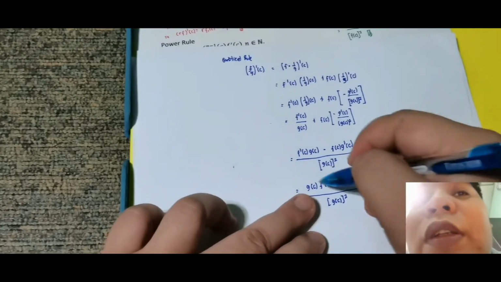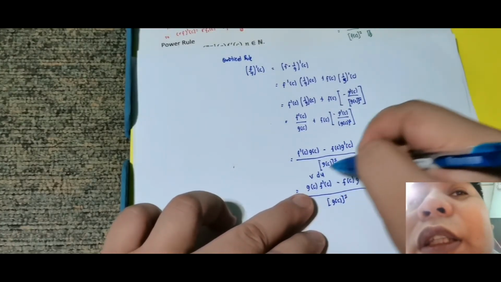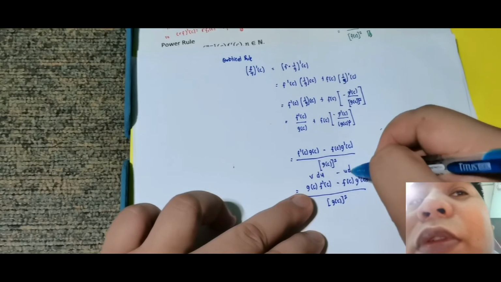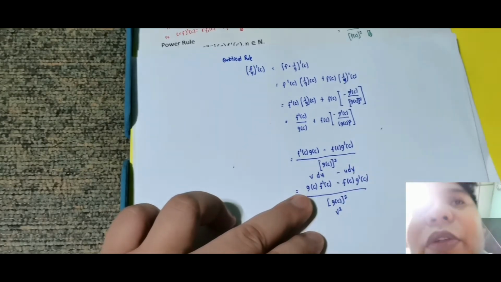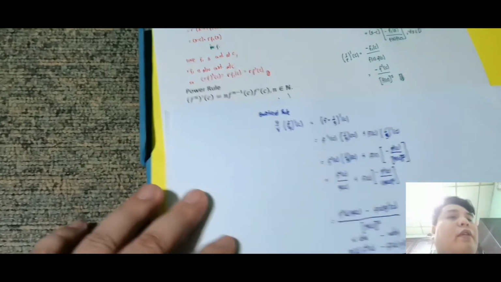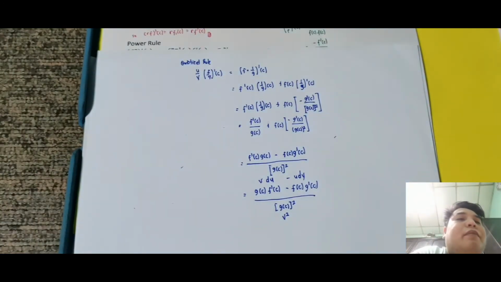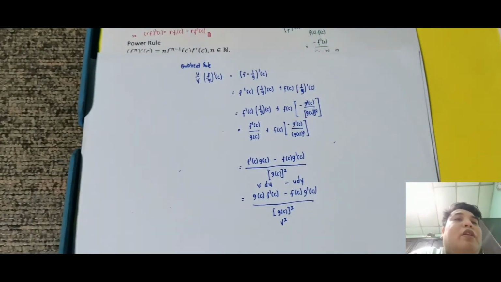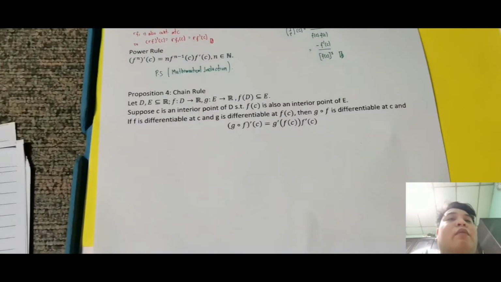So napansin mo, ito yung v du minus u dv over v squared. Okay, whenever ito yung u, ito yung v. Okay, so ganun yun nangyari. Okay, so ganyan i-prove si quotient rule. Okay, next is let's have the proposition number 4. This is the chain rule.